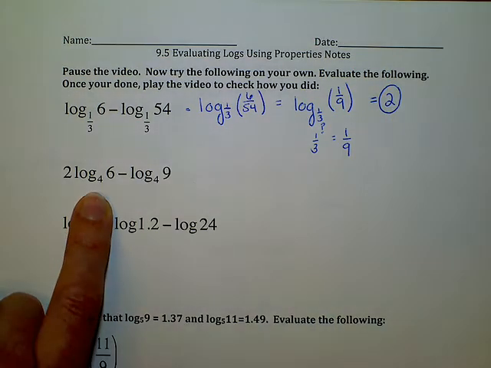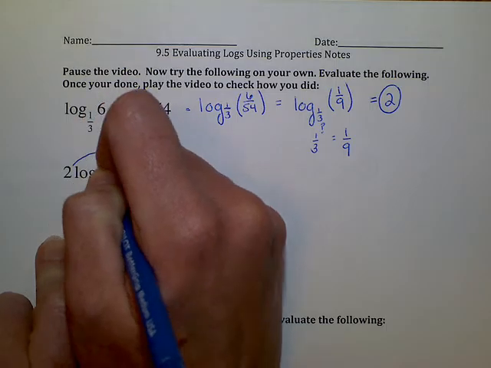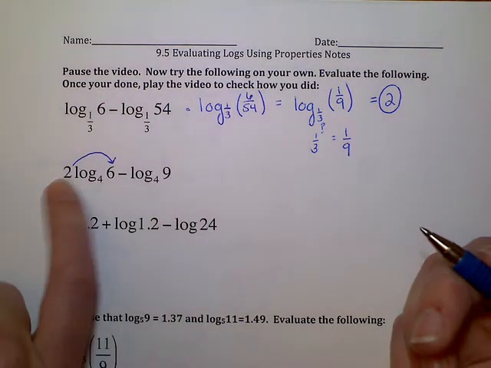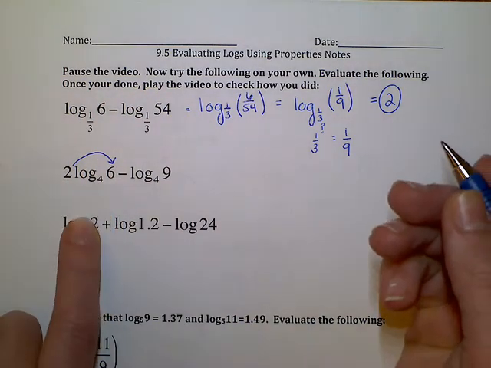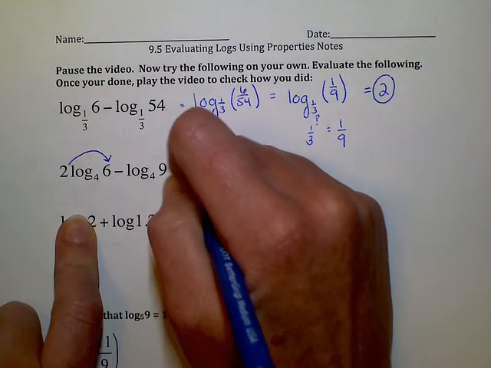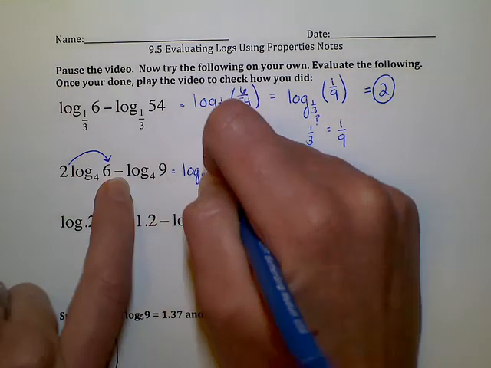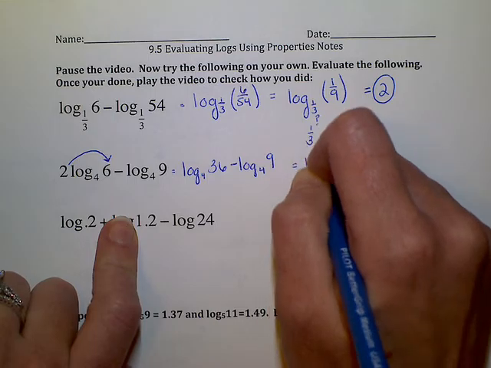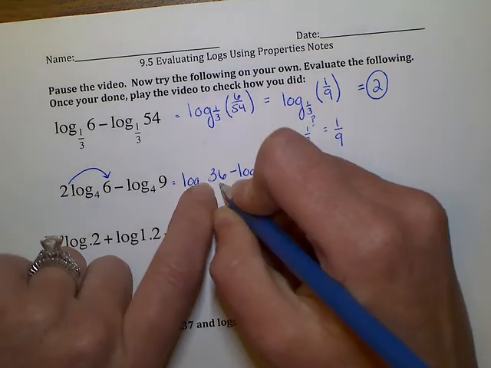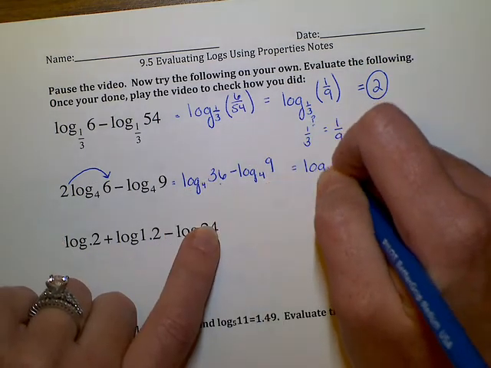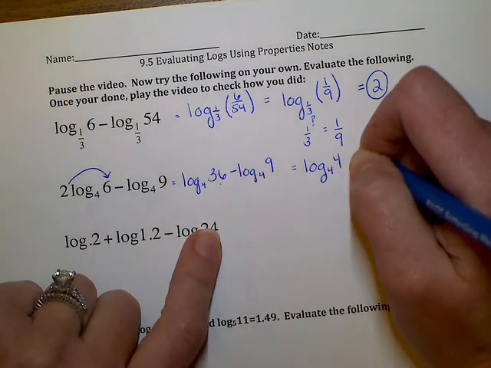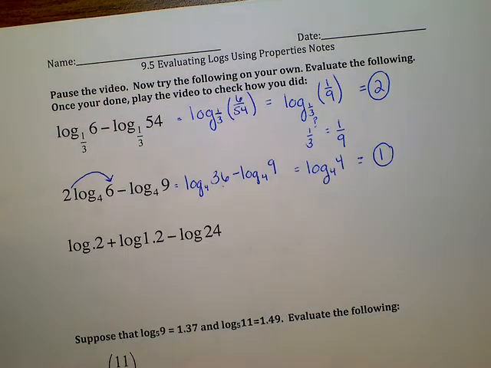Now on the next one, move the power of 2 first, or that number in front becomes a power of 2. And so that becomes log base 4 of 36 minus log base 4 of 9. I'm subtracting those, so I'm going to take the insides and divide them. 36 divided by 9 is 4, and then log base 4 of 4, that's a 1.